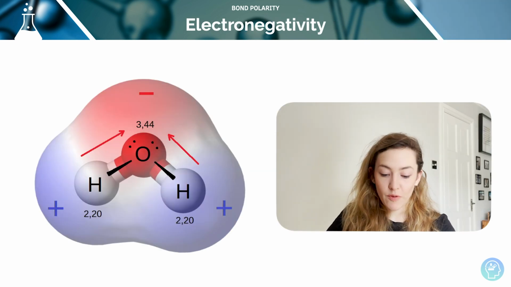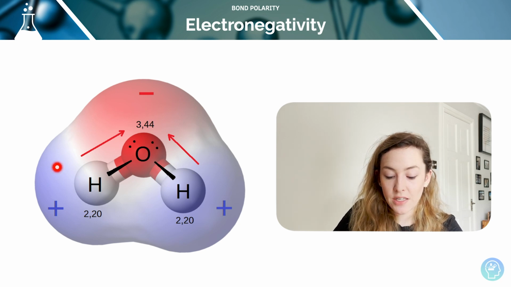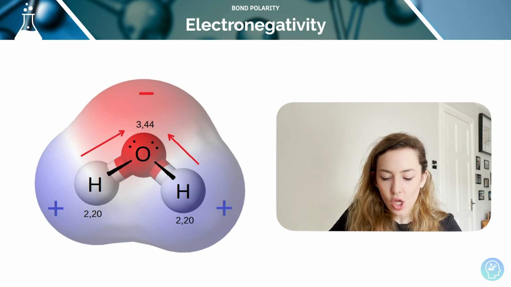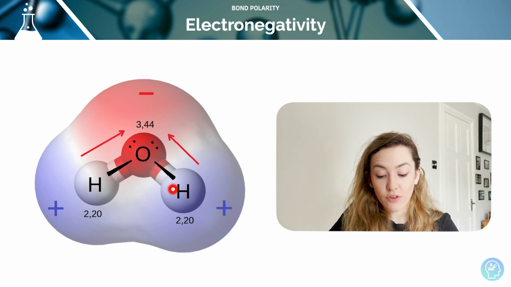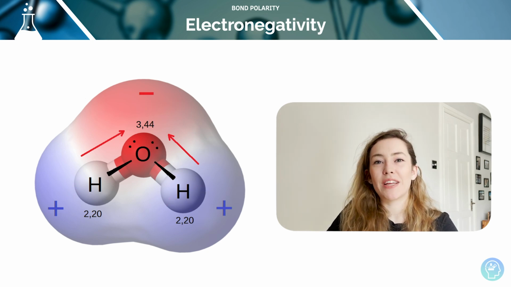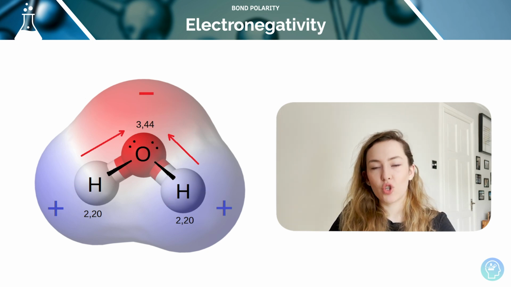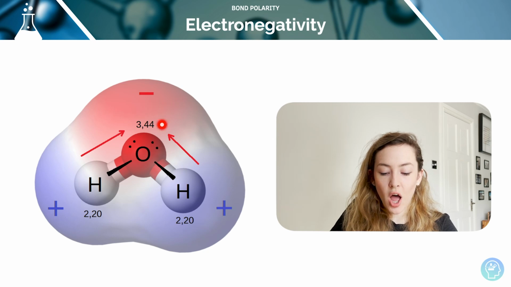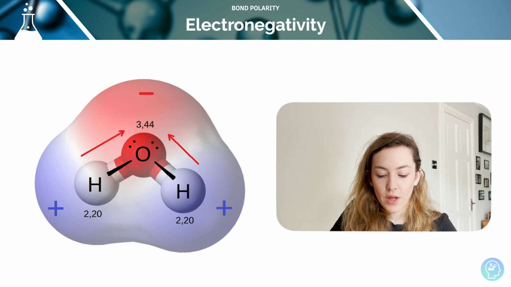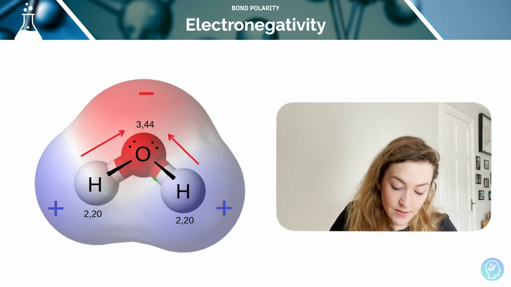I've got an image here of a molecule of water with its electronegativity values included. So the atom of oxygen has got a certain electronegativity and the atoms of hydrogen have got their own set of electronegativity. So what do I mean by electronegativity? It is the power of an atom to attract the bonding pair of electrons in a covalent bond. So oxygen here has got a higher number, 3.44, and it's therefore able to more strongly attract that bonding pair of electrons in this covalent bond here.